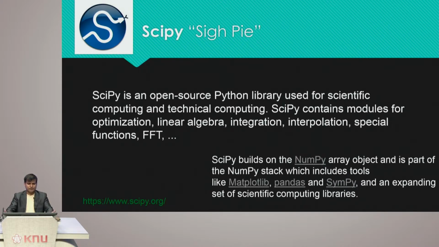Again, just to emphasize, this is built on NumPy as a part of the NumPy stack. Tools like Matplotlib, Pandas, SymPy and a more expanding set of scientific computing libraries are included. So that's a brief thought on SciPy. Let's move on to the next one.